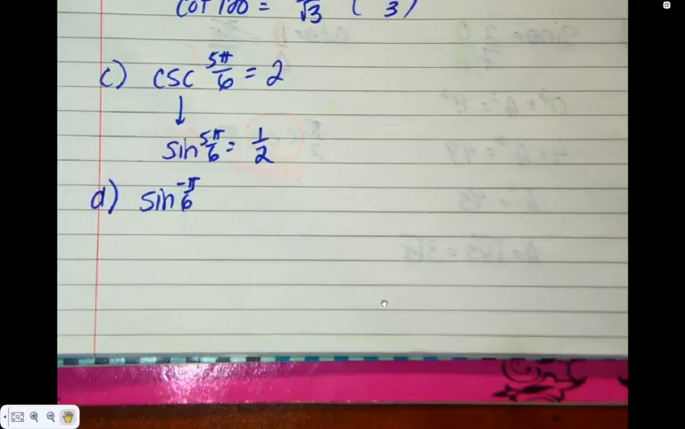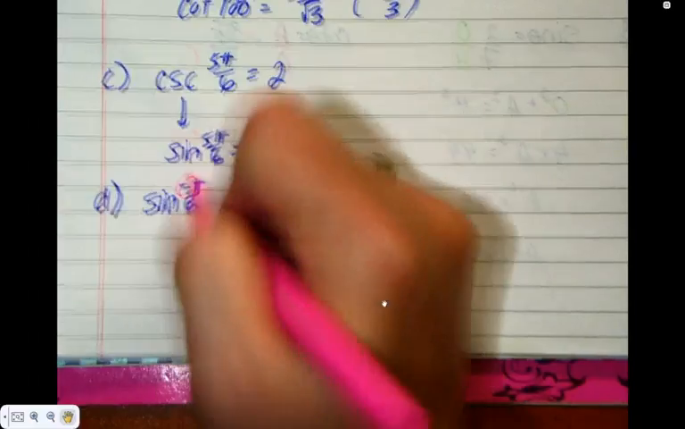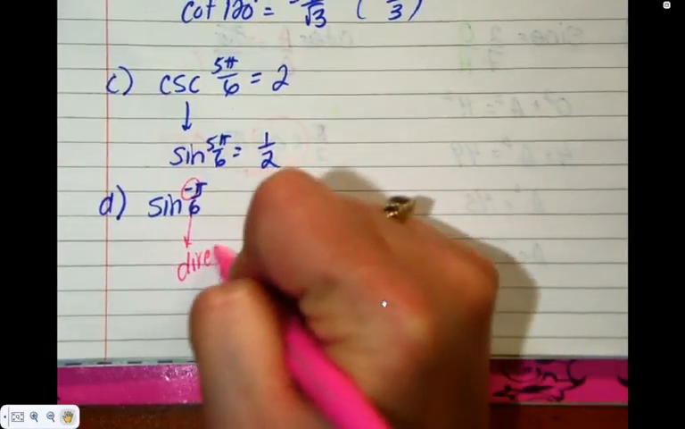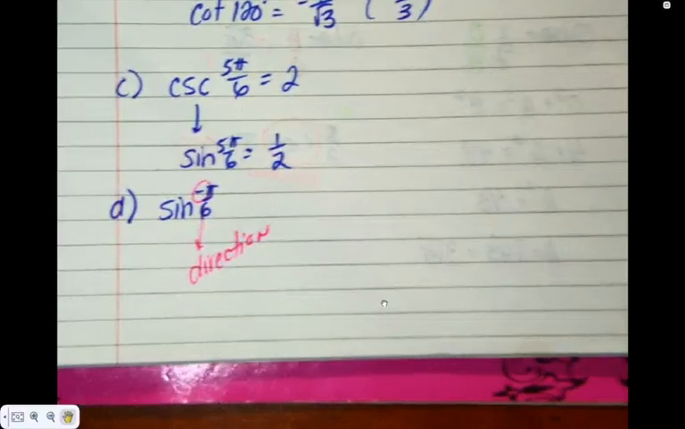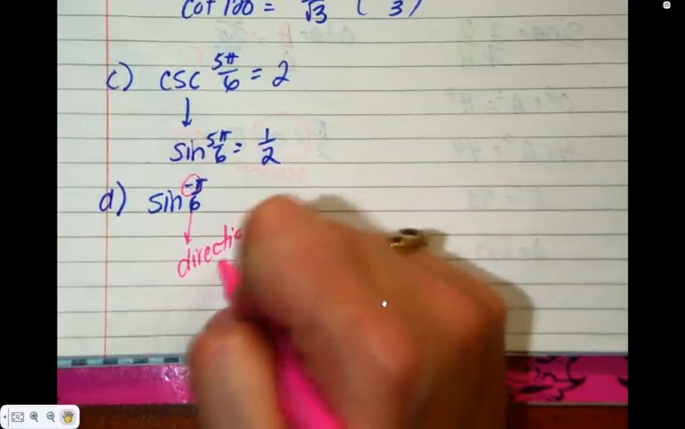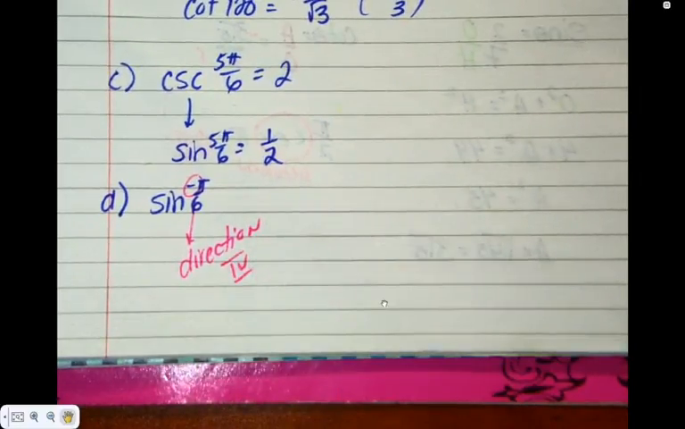This negative does not scare us. No, it does not. What is the negative? It's just a direction. And in telling us the direction, really what they're telling us is the quadrant. If positive pi on 6 is in quadrant 1, negative pi on 6 is in quadrant 4. It's just telling you quadrant reference.